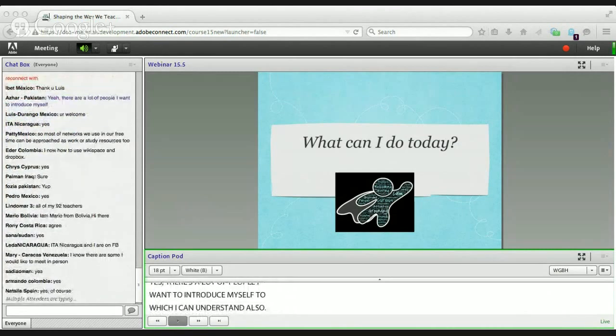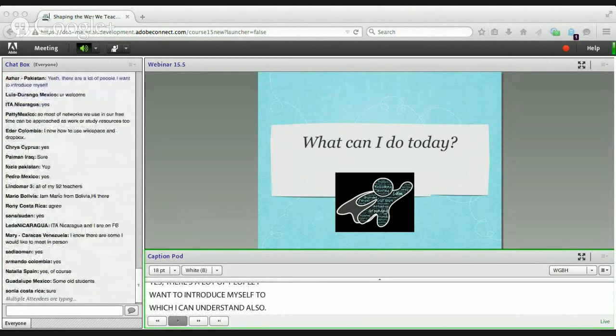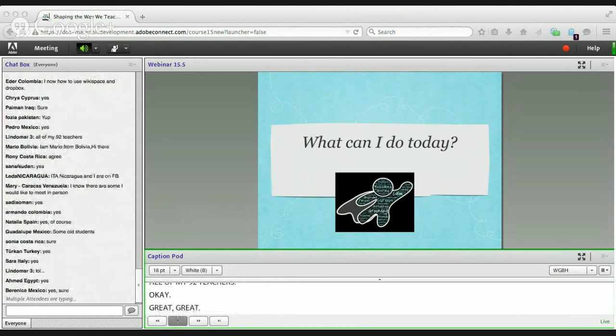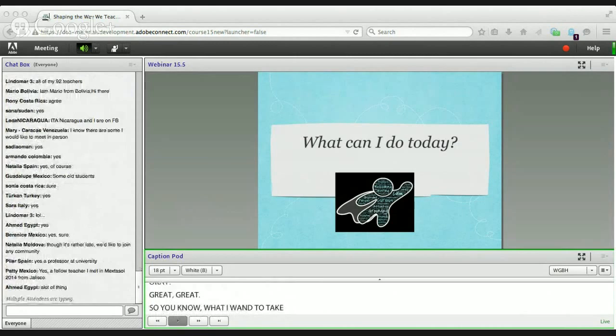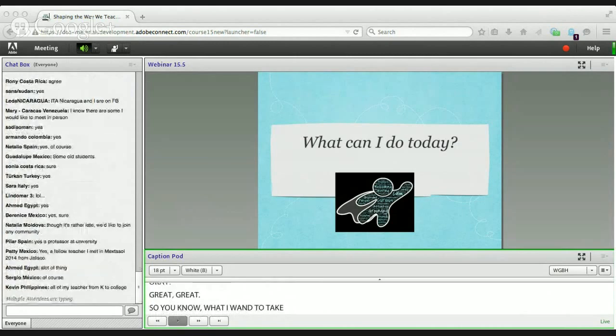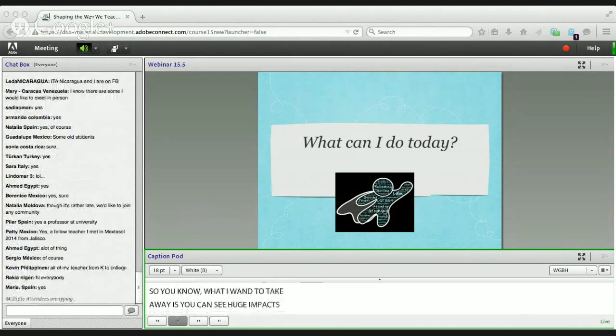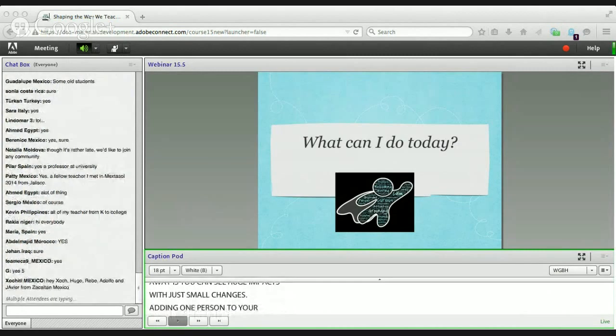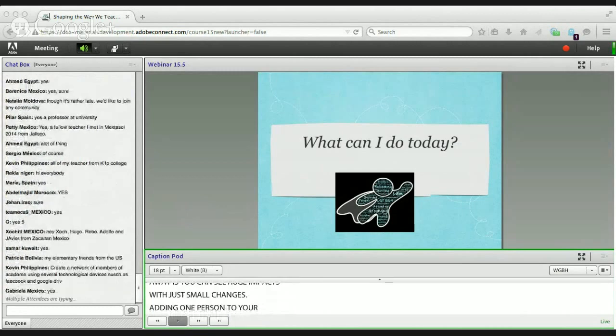Okay, great. So what I want you to take away is that you can see huge impacts with just small changes. Adding one person to your network can change the dynamic, can make a huge difference. So start small. Don't feel overwhelmed. Don't feel like you have to do everything. Pick one thing, right? Maybe you introduce yourself to one new person. That can change a lot.